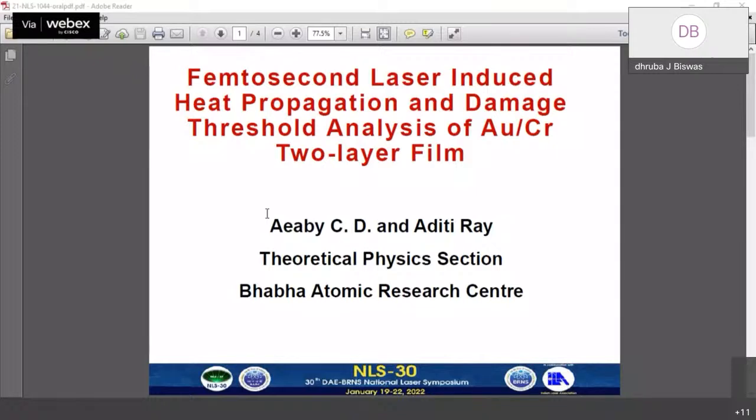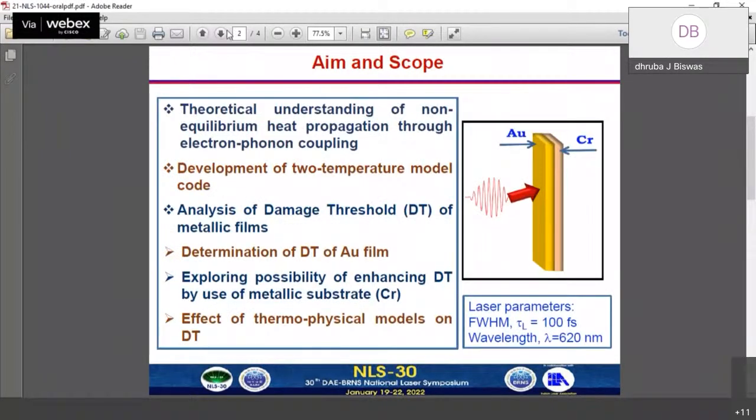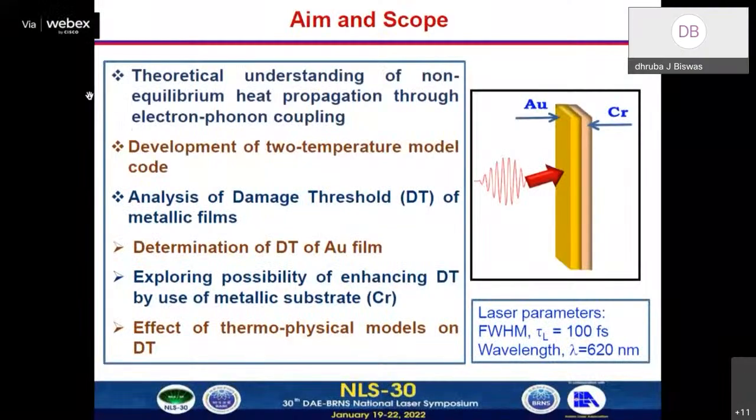Femtosecond laser induced heat propagation and damage threshold analysis of gold chromium two-layer film. Next slide, please. By this work, we have aimed to understand the non-equilibrium heat propagation through electron-phonon coupling in a femtosecond laser irradiation on metal. For that, we developed a code based on the two-temperature model and analyzed the damage threshold and explored the enhancement of damage threshold of metallic films like gold and gold chromium double layer.